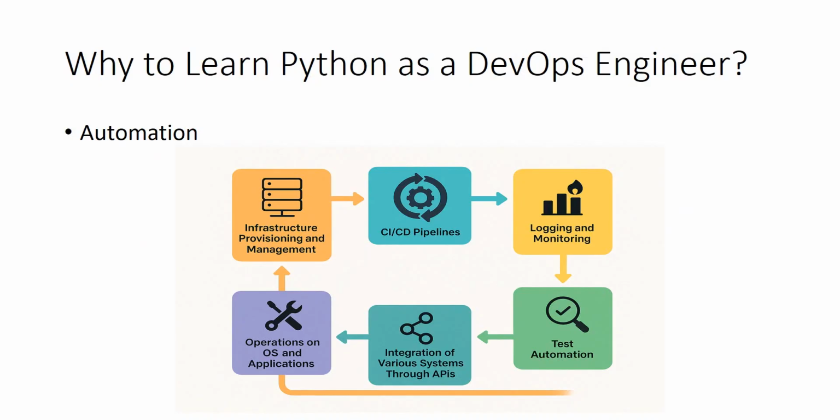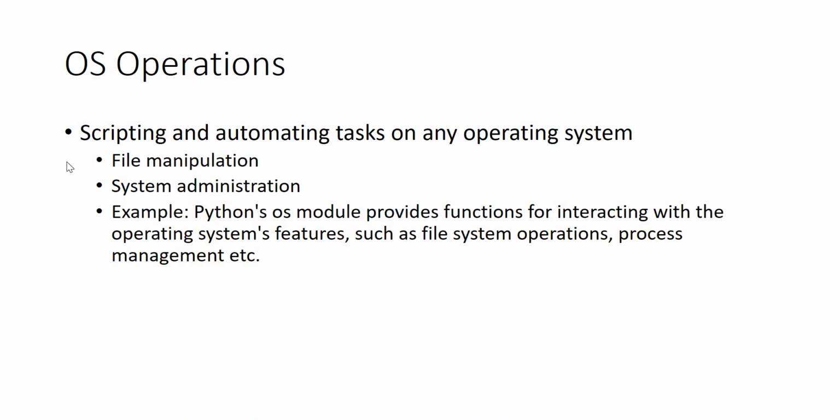We can also use Python to perform day-to-day operations on the operating system as well as to perform various activities on the applications which are running in the operating system. So we can write Python scripts for automating some of the activities in the operating system. For example, we can write scripts for manipulation of files. That means we can archive the files, we can backup the files, we can monitor the disk space in the system, and we can clean the disks if they cross some threshold limits.